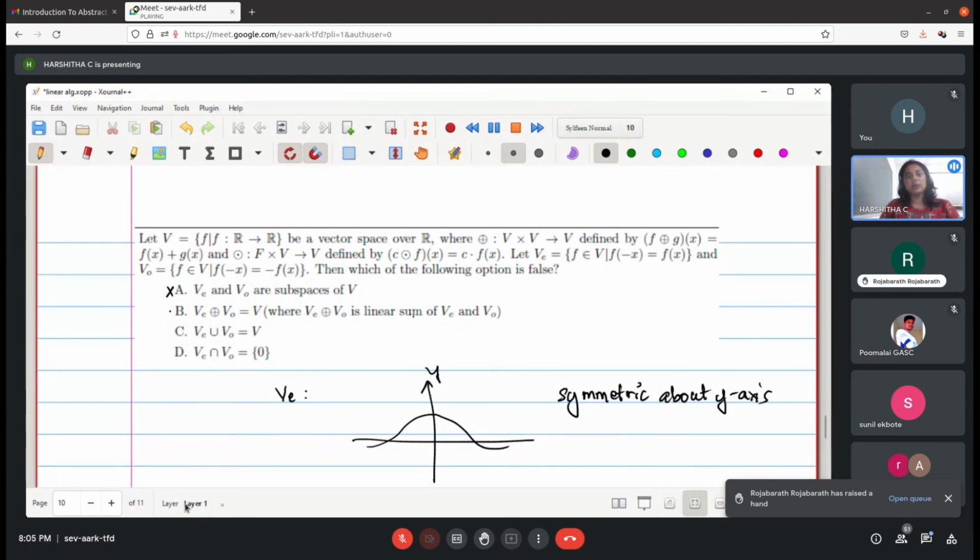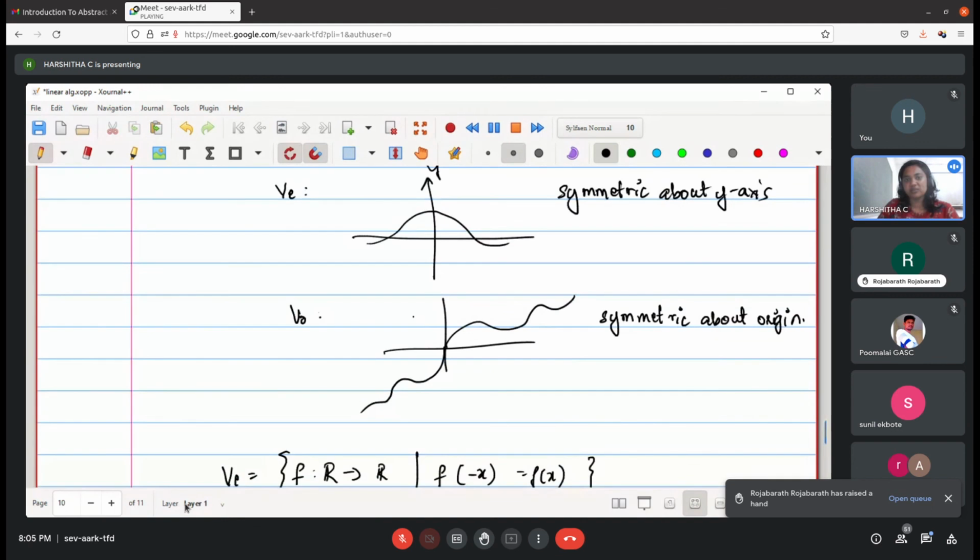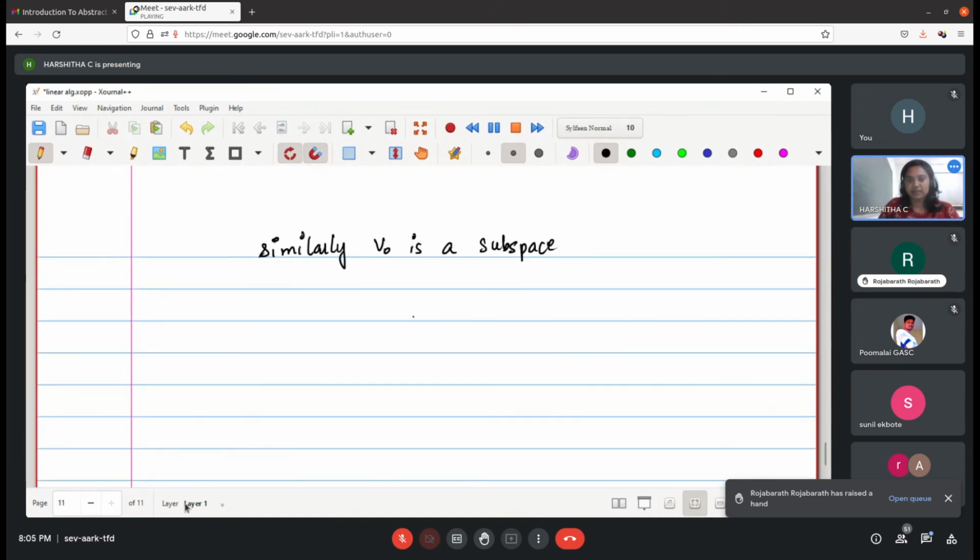Is the union the whole of V? That is, when we say union, is every function from R to R either an odd function or an even function? That is not true, right? Not every graph looks like this. Not every graph is symmetric about the y-axis or about the origin. You just take some random function.